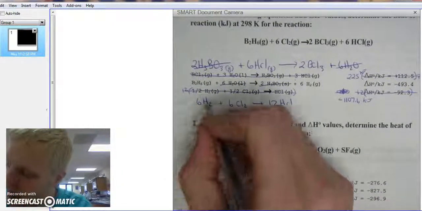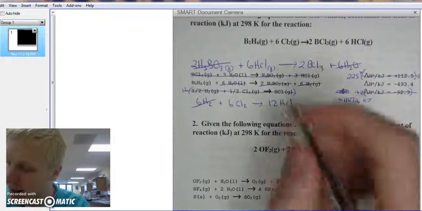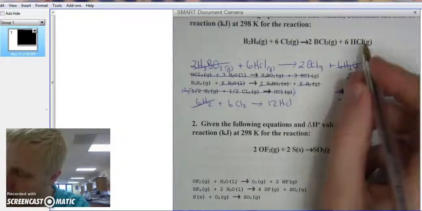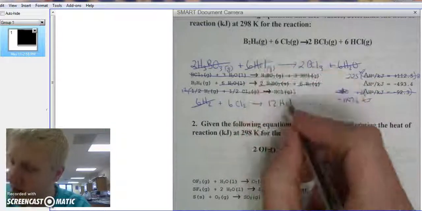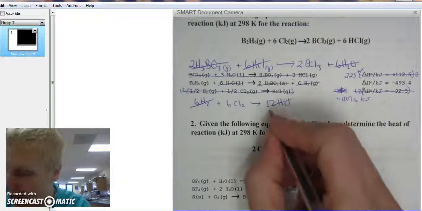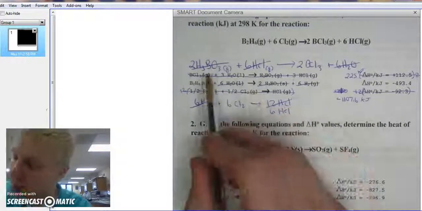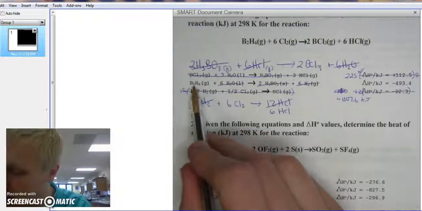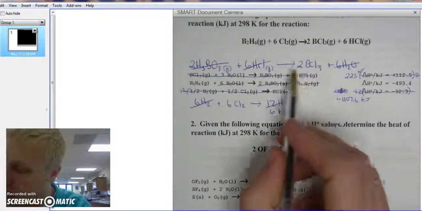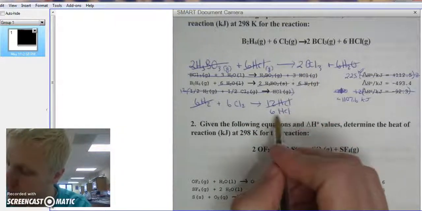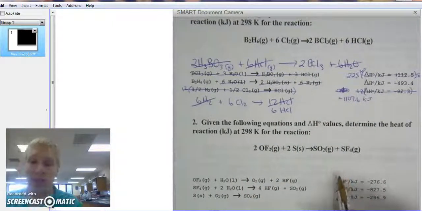Alright. Now the 6H2 on the reactant side can cross out the 6H2 on the product side. There's 12HCl, and we want to have 6. Here we have 6 on the reactant side and 12 on the product side. So these 6 are going to cross out, but only 6 of the 12 will. So 12 minus 6 is 6HCl. Now if we look at it, what's left on our reactant side? We've got B2H6 plus 6Cl2. On the product side, we've got 2BCl3 plus 6HCl. So it looks like it works out.